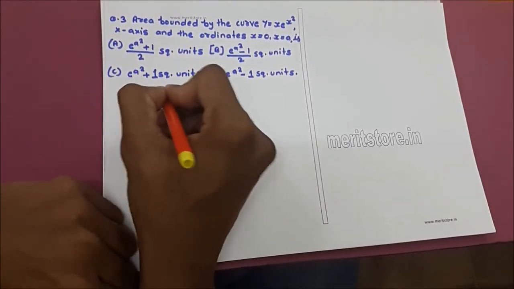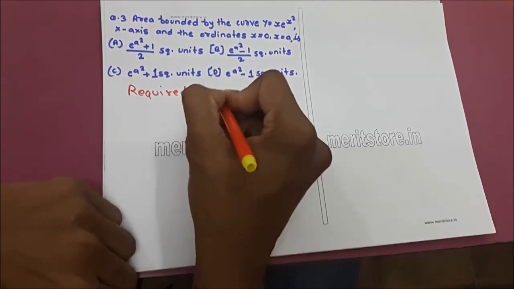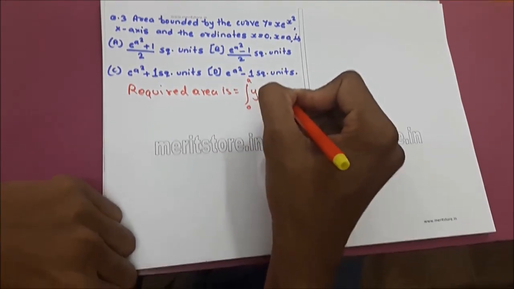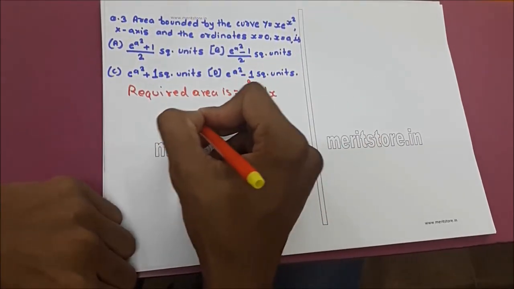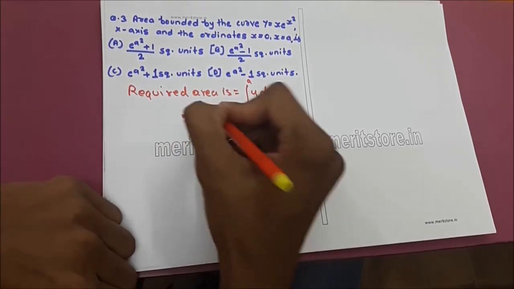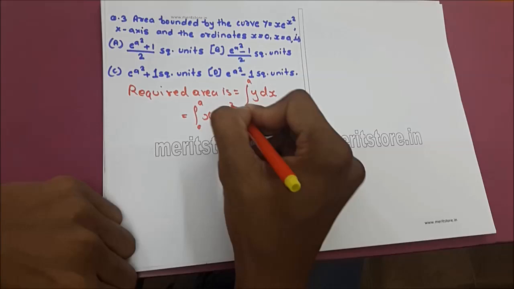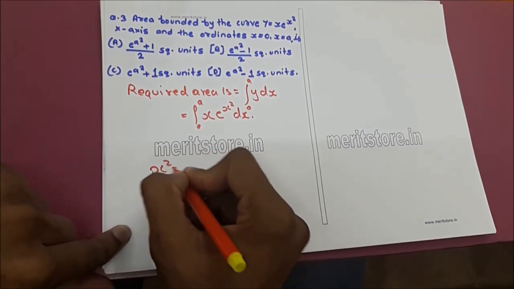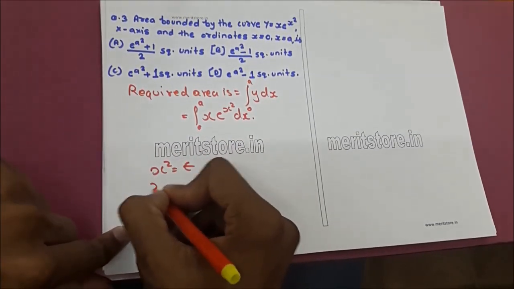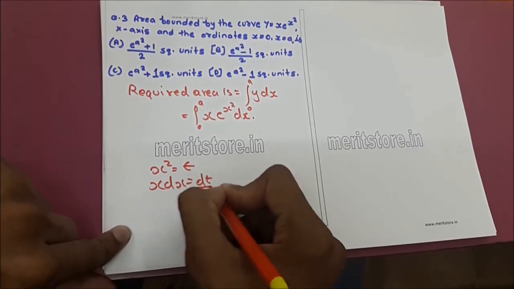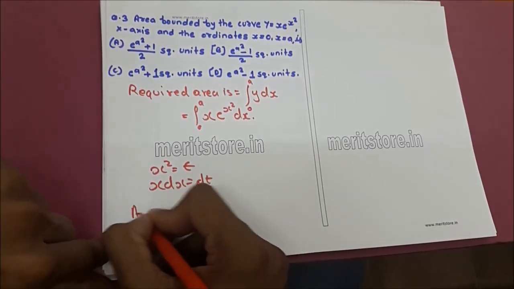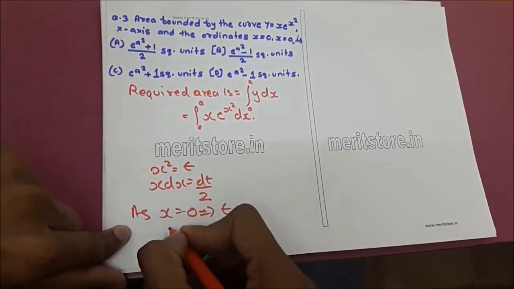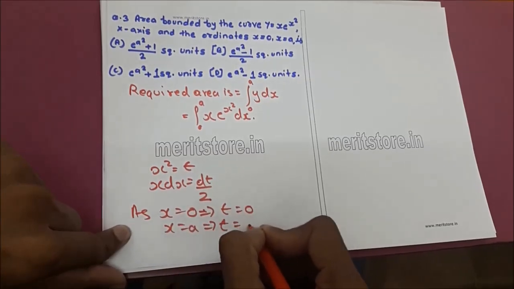Required area is the integral from 0 to a of y dx, where we substitute the value of y, giving the integral from 0 to a of x into e raised to x square dx. We substitute x square as t. Differentiating both sides, we get x dx equal to dt upon 2. The new limits: for x equal to 0, t is 0, and for x equal to a, t is a square.